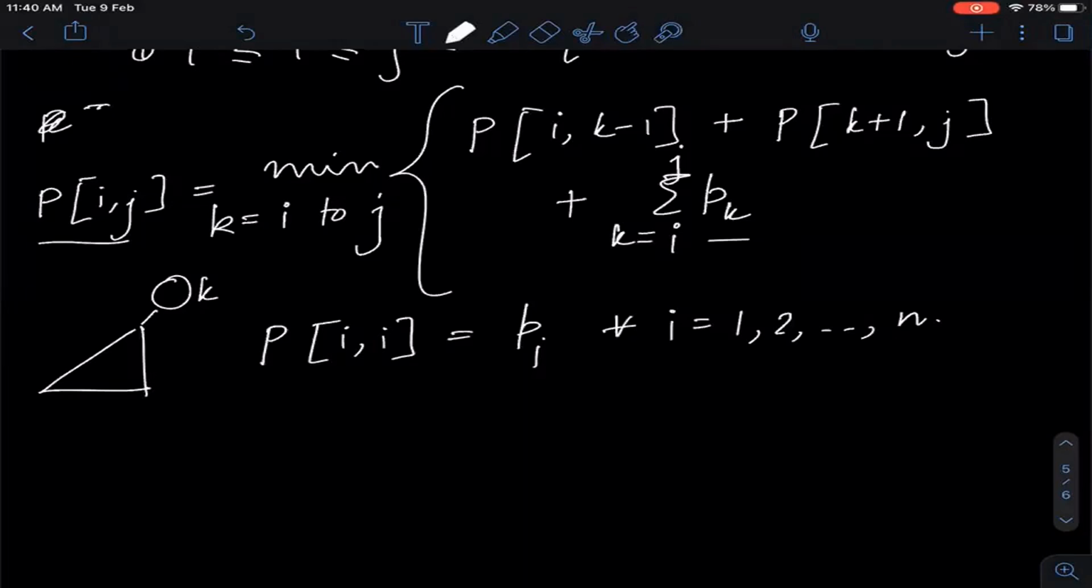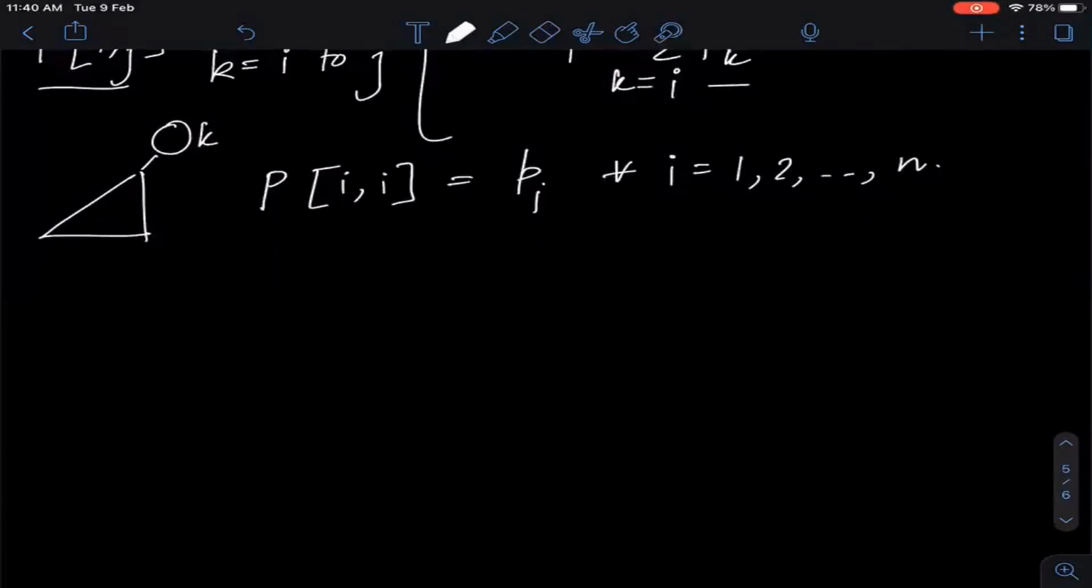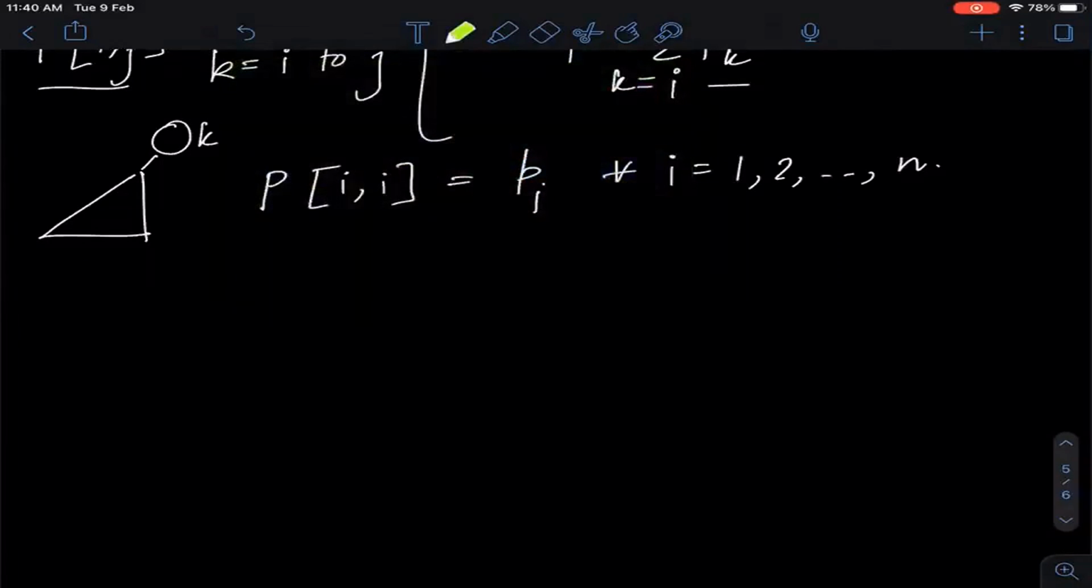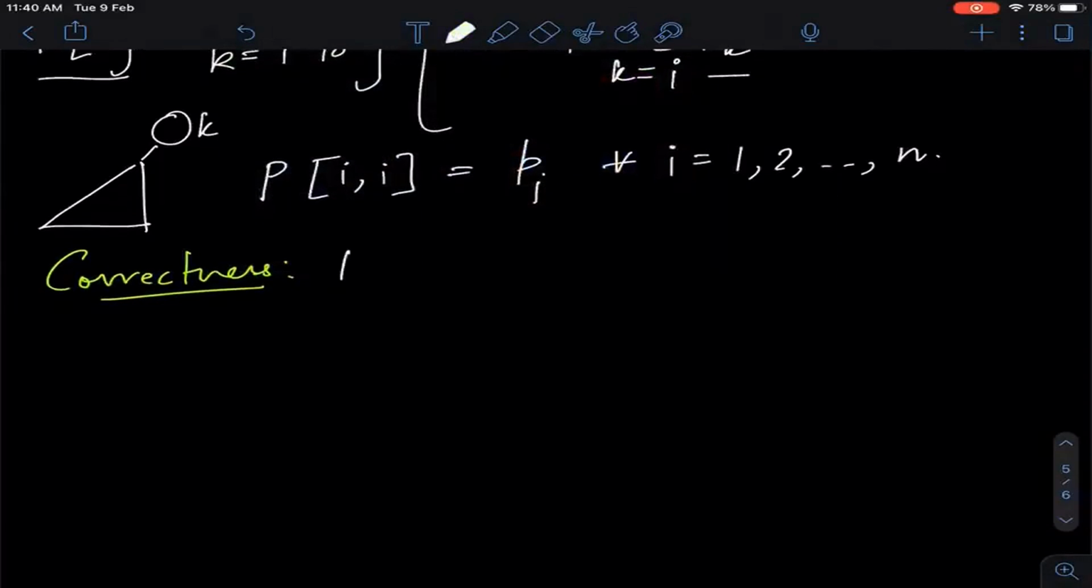Is the question clear to everyone? So now I have two parameters. Very good. It's going to be the number of nodes, or in more mathematical terms, the difference j minus i, the length of the subarray. Very good. So correctness follows from induction on j minus i.